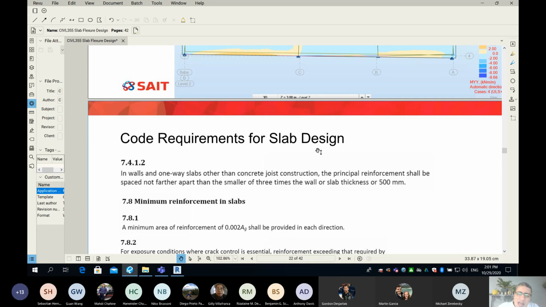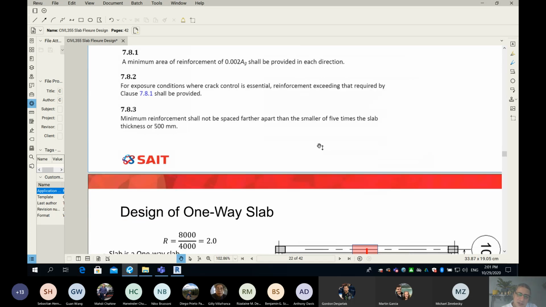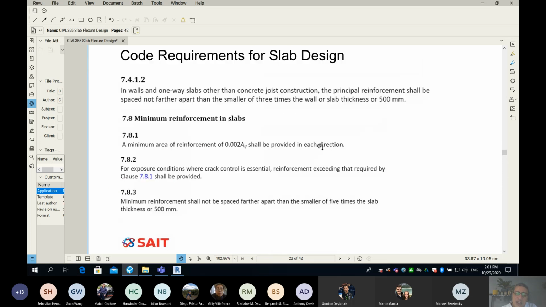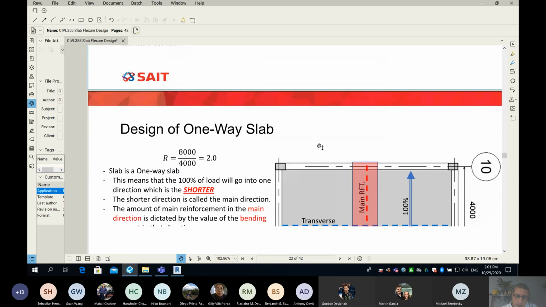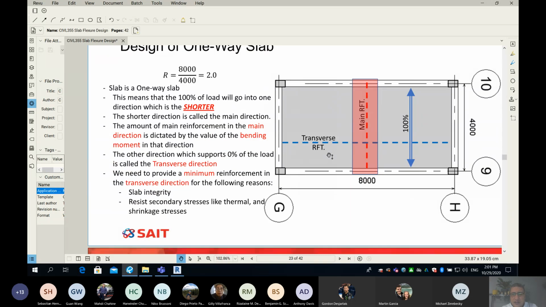So what happens here before I show you the numerical example? There are some specific requirements for the slab design, some specific design requirements from the code. And after we do that, we will simply give you some numerical examples, okay?